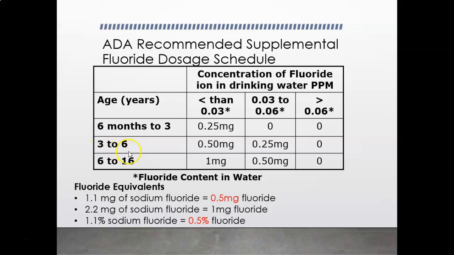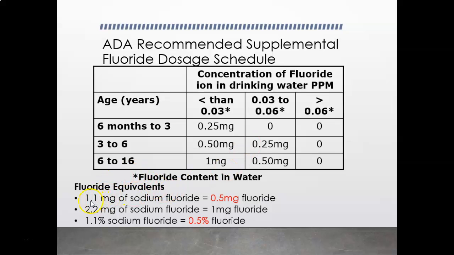If they're 3 to 6 years old, they can have 0.5 milligram or 1/4 milligram depending on how much fluoride's in the drinking water, and then 6 to 16 up to 1 milligram or 0.5 milligram depending on how much fluoride is in the drinking water. The asterisk is fluoride content in water, and they'd have to get their water tested. So they'd have to go to the city if they're out of city limits, out on a farm, or just have well water. They'd have to go somewhere to have their water tested to see if it has fluoride in it.